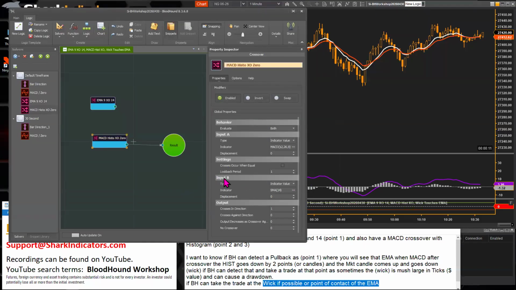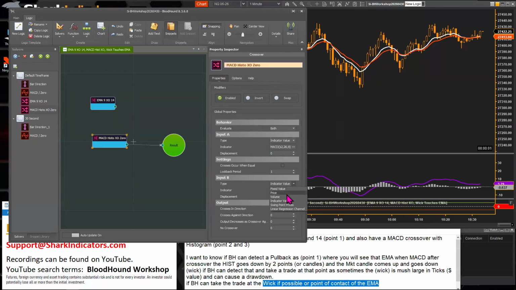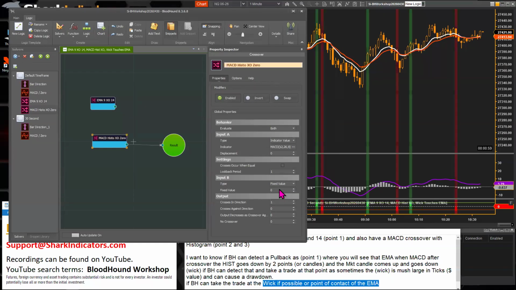Now, input B, right, we want to identify when the histogram crosses that zero line. So for input B, we're going to change the input to a fixed value. In this case, the zero line, right? Zero being that fixed value. And there we go. So now we can see whenever that histogram crosses the zero line, right?